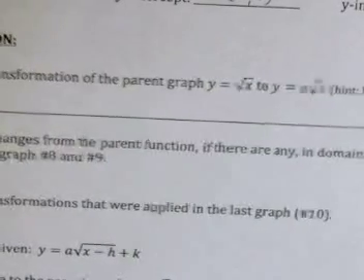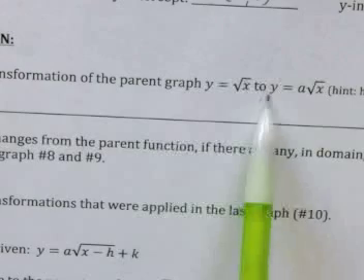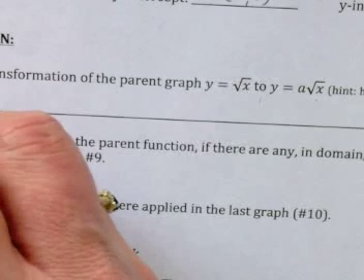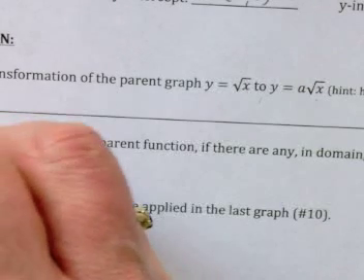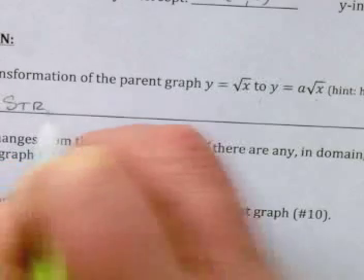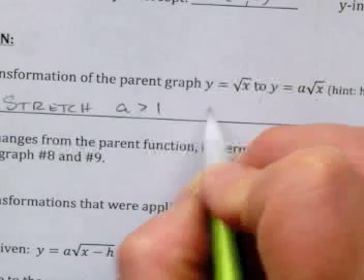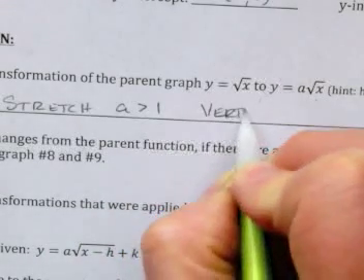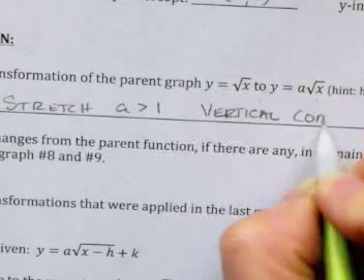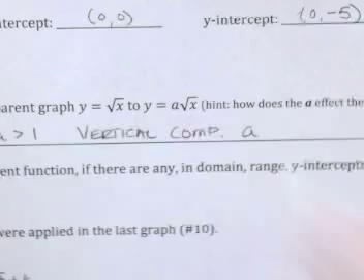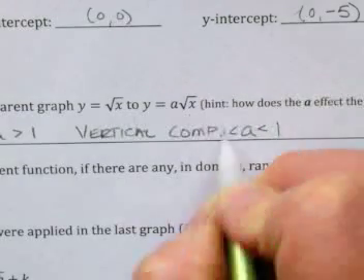So if we make our generalization, explain the transformation of the parent graph y equals the square root of x to y equals a times the square root of x, we would say that it is a vertical stretch when a is greater than 1, and it's a vertical compression if a is in between 0 and 1. So let's write that like that.